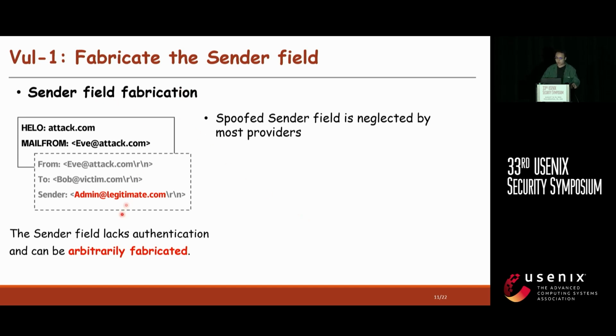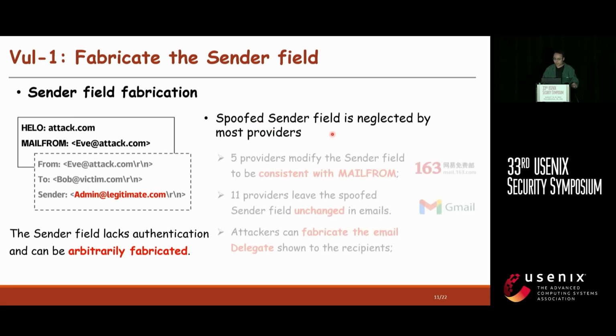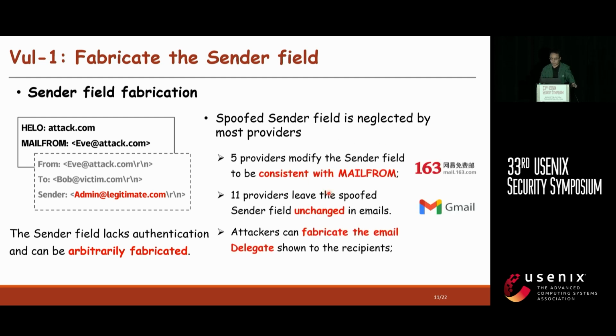Firstly, as illustrated in the figure, the sender field lacks authentication and can be arbitrarily fabricated by the attackers. What's more, the spoofed sender fields are typically ignored by the majority of mainstream providers. The measurement study results have shown that the emails with such spoofed sender can reach the inbox of all tested email providers, with only 5 of them taking protective countermeasures, such as the NetEase email. The remaining 11 providers, including Gmail, will leave the spoofed sender field unchanged in the emails.